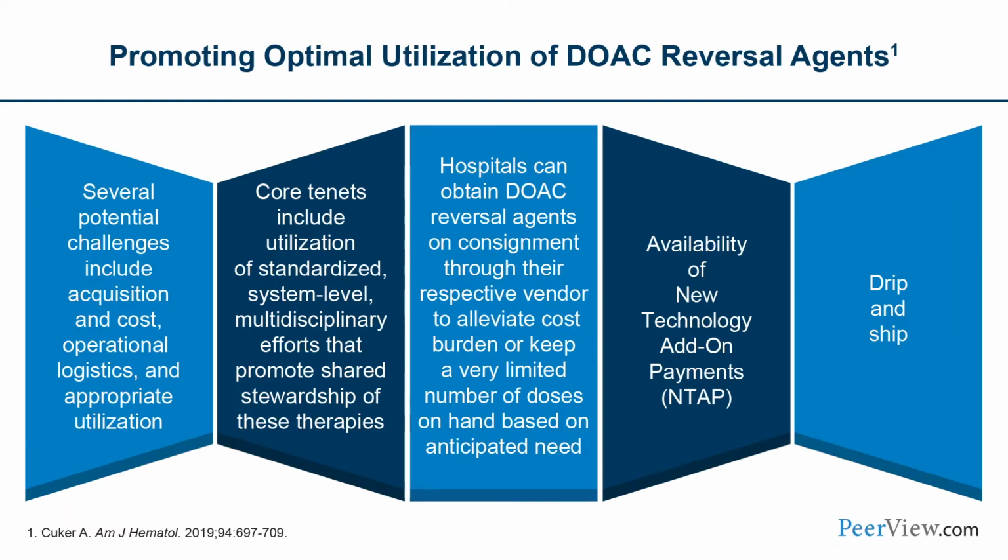thromboembolic events. When we talk about promoting, on the next slide, optimal utilization of the DOAC reversal agents, there are some real big challenges to the use of agents such as idarucizumab and andexanet, with idarucizumab used for dabigatran, as Dr. Milling said, and andexanet used for the 10A inhibitors. Some of the potential challenges include the acquisition of these drugs. There's also significant operational logistics. They are fairly complicated to draw up and administer. They need to be administered on very short order. They need to be administered in an emergency department.